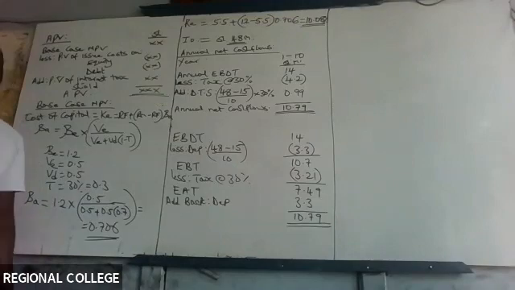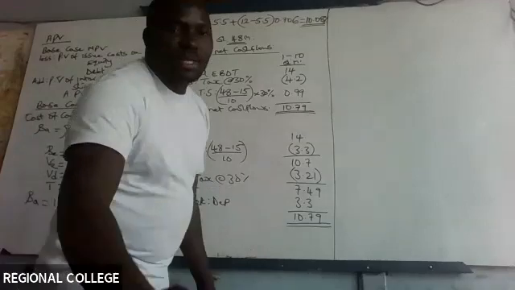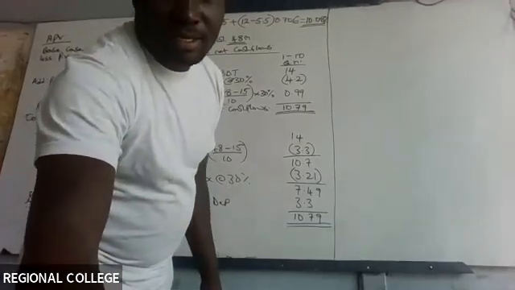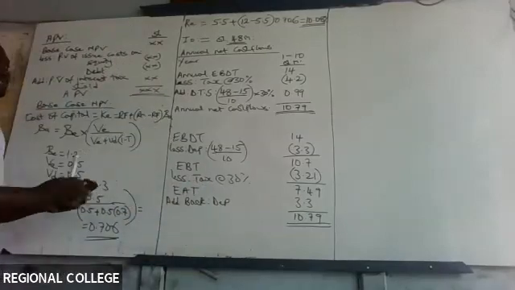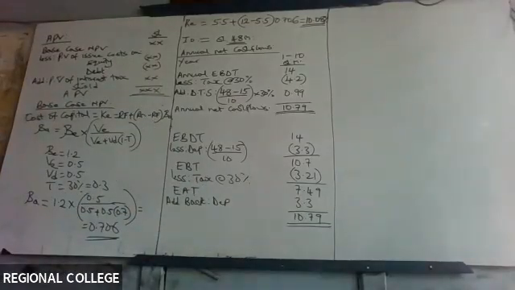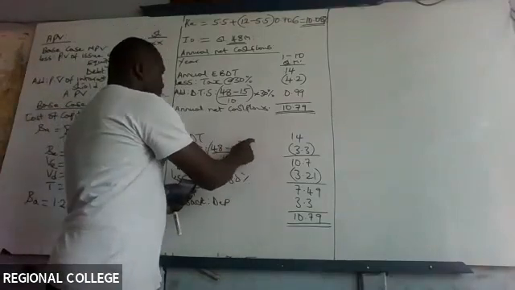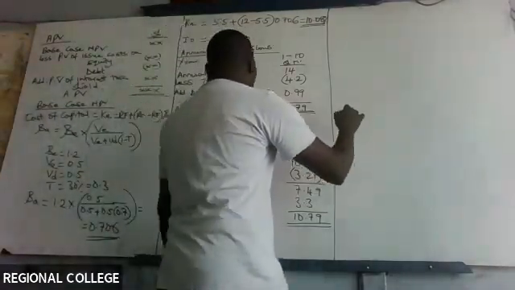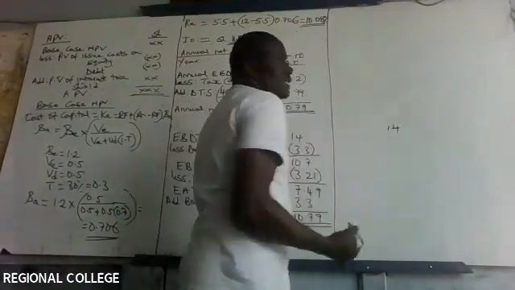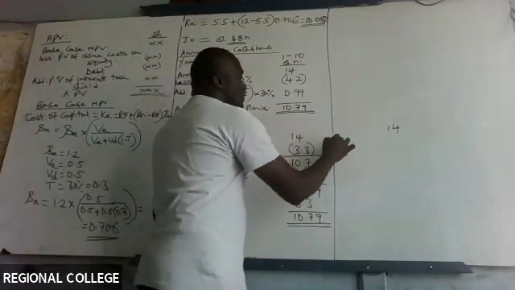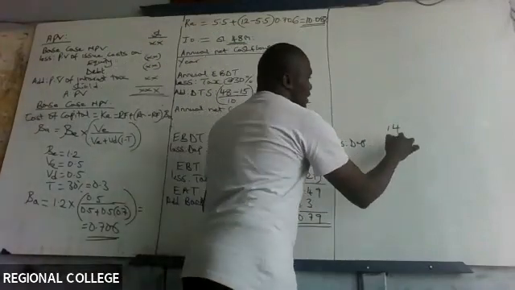I have one issue with that one. And the issue that I have with this format is, let me deviate a little bit with this question. So you get that, the earnings before depreciation and tax is 14, right? We're supposed to less depreciation. The depreciation is 16.